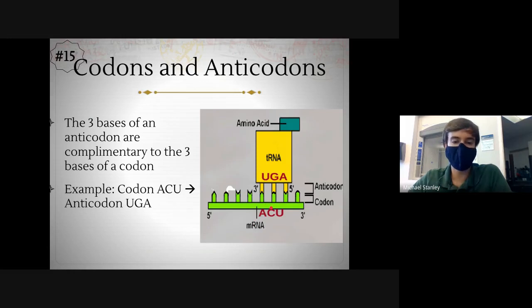So ACU is going to match up with UGA. Because remember, A and U go together, and C and G go together in RNA. And then the tRNA is going to drop off its amino acid, head out. The ribosome is going to hop down to the next codon, read that, bring in the next tRNA, and so on and so forth until we reach the end. So the anticodon of the tRNA matches up with the codon on our mRNA.